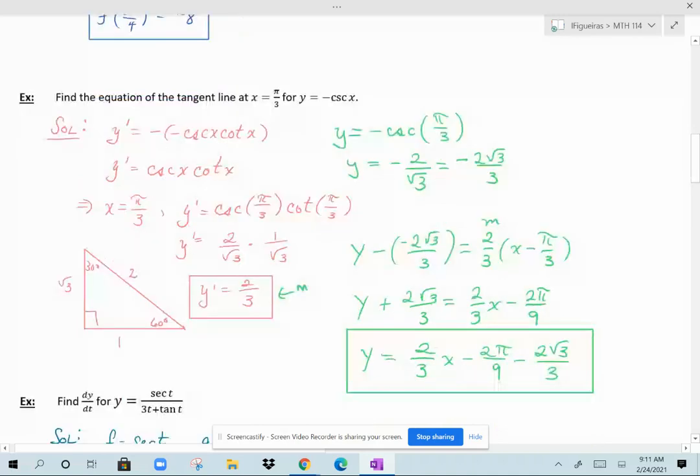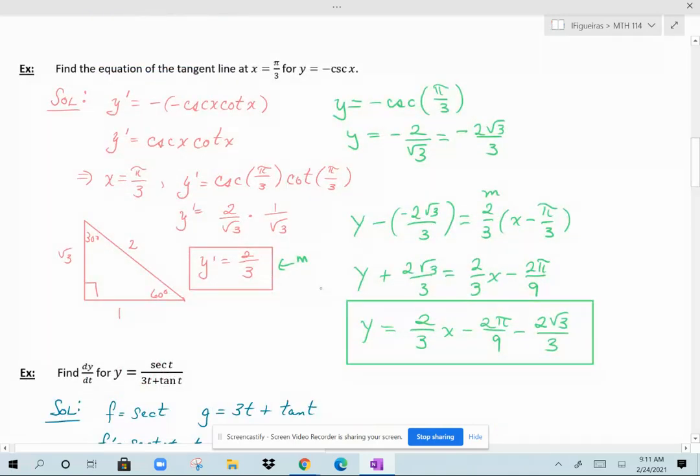So the left becomes y plus 2 root 3 over 3. And on the right side, you distribute the 2/3, so you get 2/3 x minus 2 pi over 9. And then subtract this over here. And so you get a final answer of y equal to 2/3 x minus 2 pi over 9 minus 2 root 3 over 3 as the equation of the tangent line.